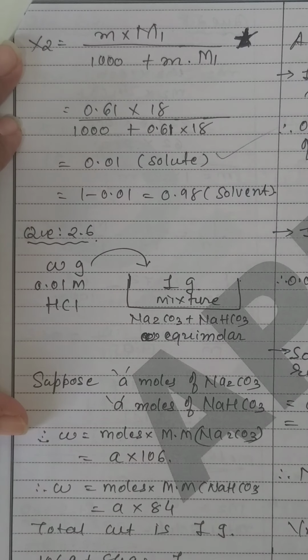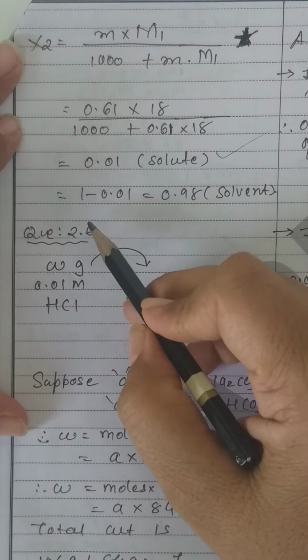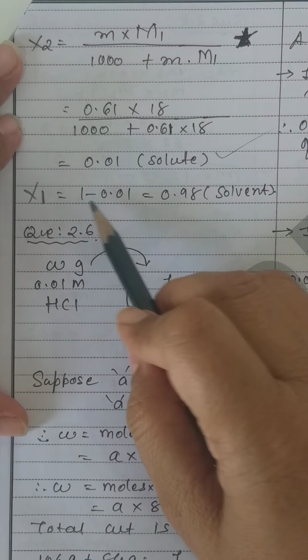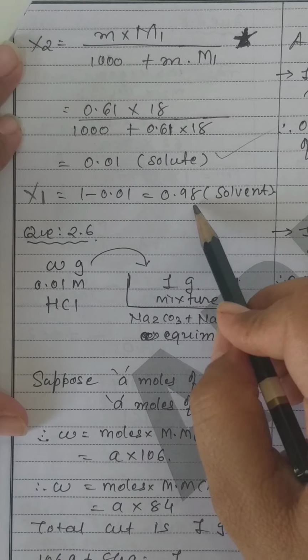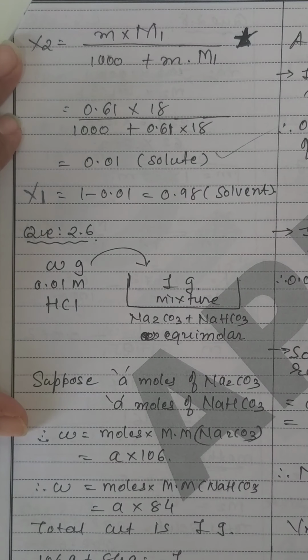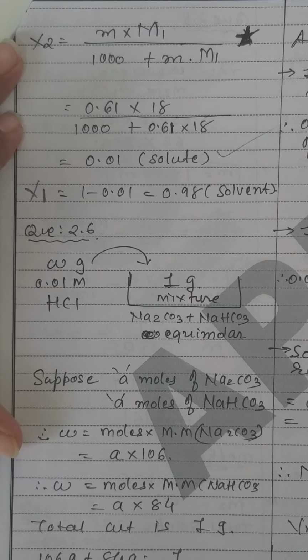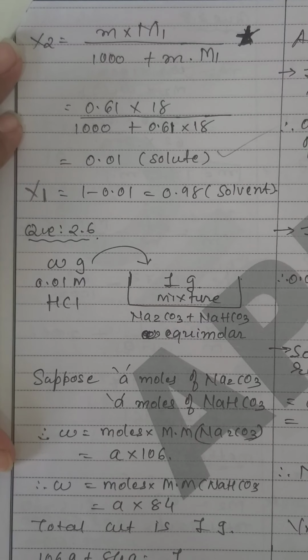That is for solute. Now you know the addition of mole fractions is 1, so we will subtract for x1. x1 is the solvent. So 1 minus 0.01 is 0.99, approximately 0.98 or 0.99, that is for solvent. So now it's very easy, you just have to remember the formulas. Now let's jump to question number 2.6.